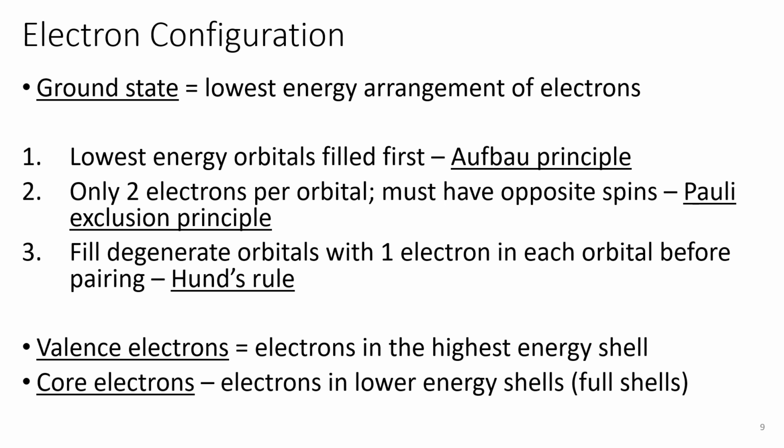We then also have core electrons, and core electrons are the electrons in lower energy shells. These shells are typically what we call full shells. So they're orbitals that all have the same N value, and all of the orbitals within that N value would have 2 electrons in it, 1 pair of electrons.